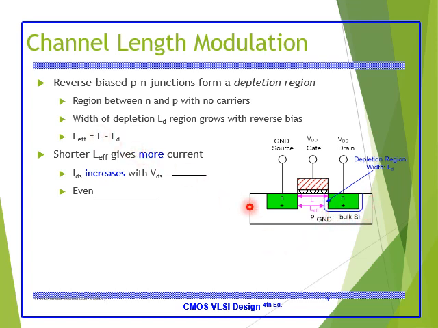Then how to find the L effective: just subtract the depletion region length from the original length, so L effective is equal to L minus LD. Then shorter L effective gives more current. IDS increases with VDS even in saturation.